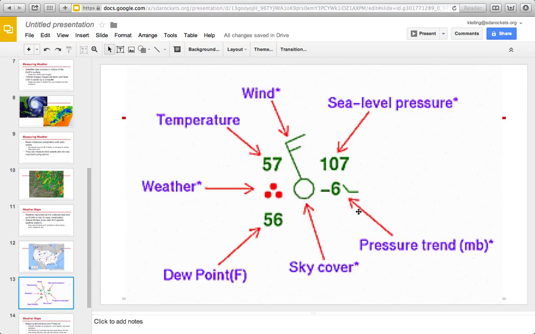You have your pressure trend, so it's trending negative right now, it's going down, and you have your sea level pressure. The last one is wind. If it's windier, you'll have more of these lines coming out of this, and if it gets to a certain point, you'll have a little flag.